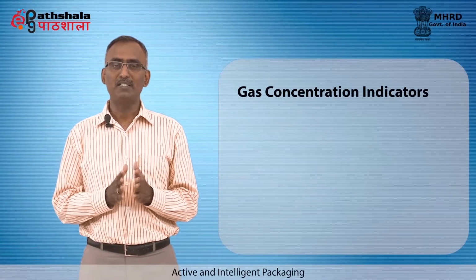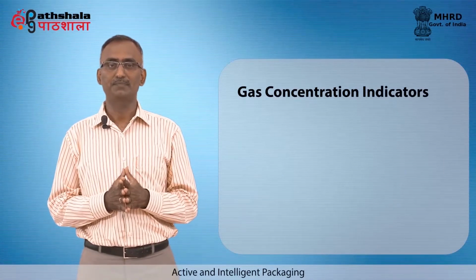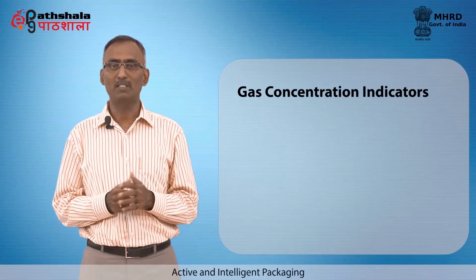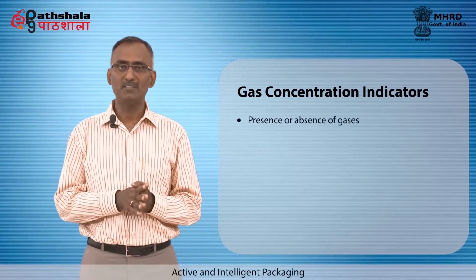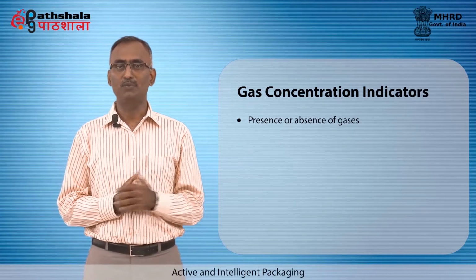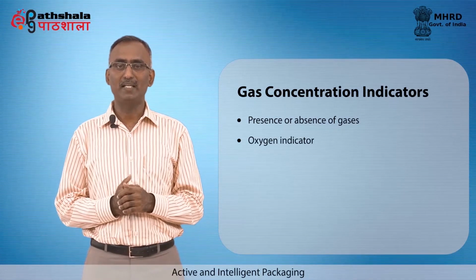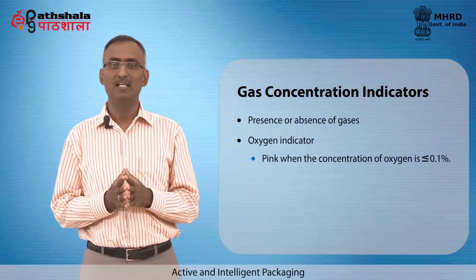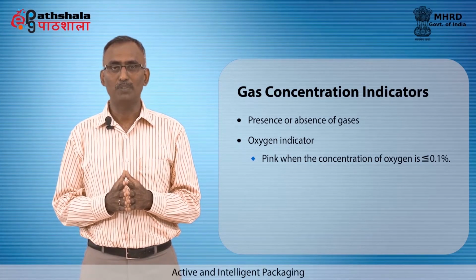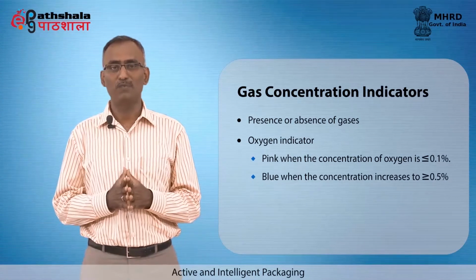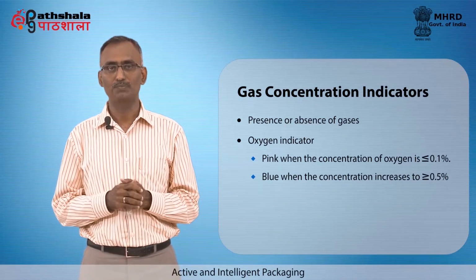Next indicator type is the gas concentration indicators. Small tablet or label-like indicators are available commercially, which show the presence or absence of gases such as oxygen in the packed food. In an oxygen indicator, the indicator shows pink when the concentration of oxygen is less than 0.1%. When the concentration increases to more than 0.5%, it turns to blue.